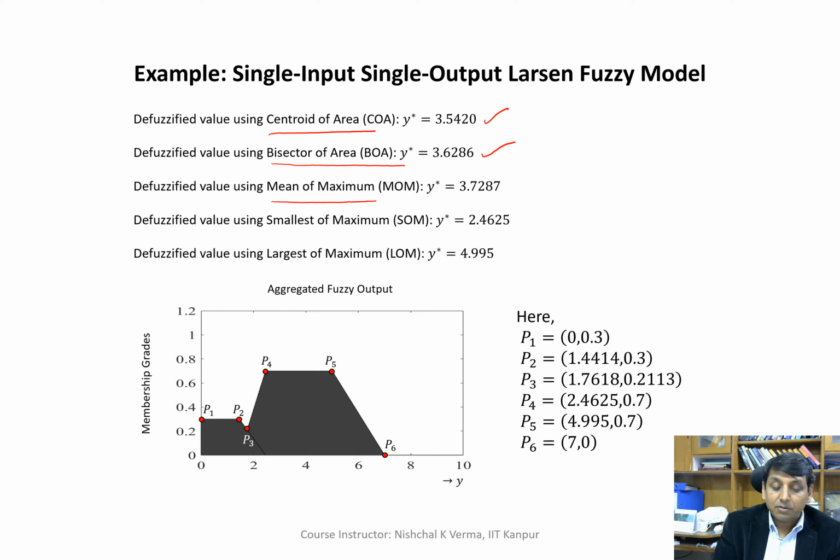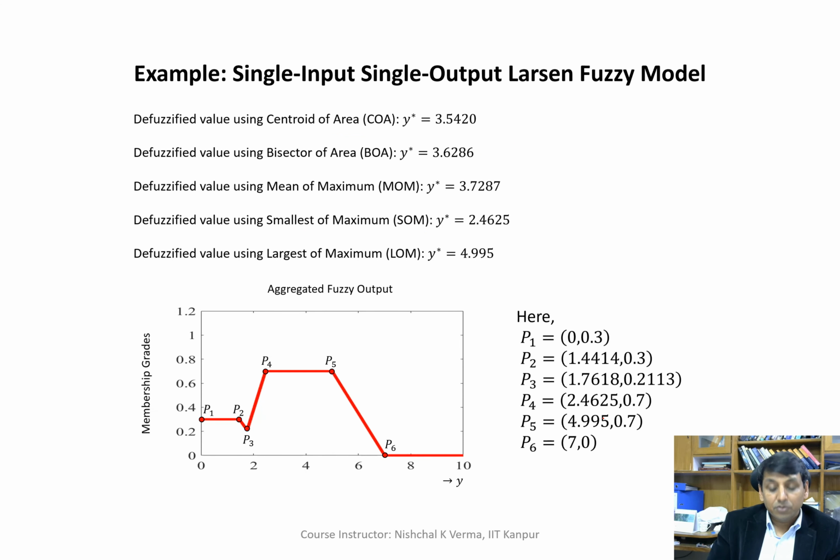When we use the mean of maximum, we get 3.7287 as the crisp value. When we use the smallest of maximum, we get 2.4625, and when we use the largest of maximum, we get 4.995 as the crisp value for the same fuzzy output. Here the fuzzy output is shown, and the vertices P1, P2, P3, P4, P5, P6 are also shown. If you are interested, you can use these vertices to compute and match the results that we have obtained.